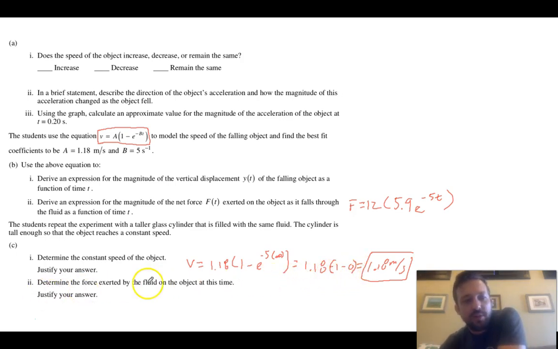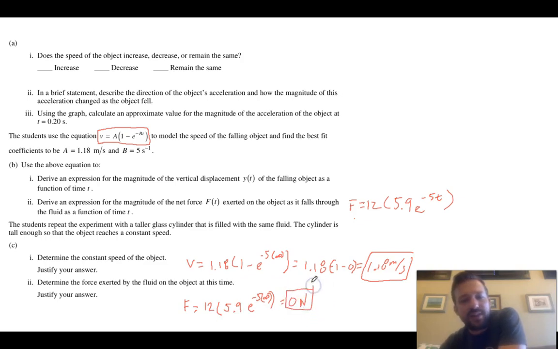The last one. Determine the force exerted by the fluid on the object at this time. The force exerted on the fluid. What I would assume some people would want to do here is use this force formula. And you could, because if you do the same thing, you could plug in infinity and you would get your answer. And I'll explain why this is the answer, because it's something that should just pop into your mind. This is 0, so 0 times anything is 0, so it's 0 newtons.